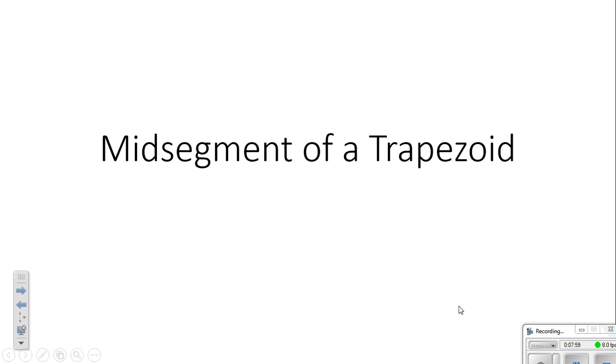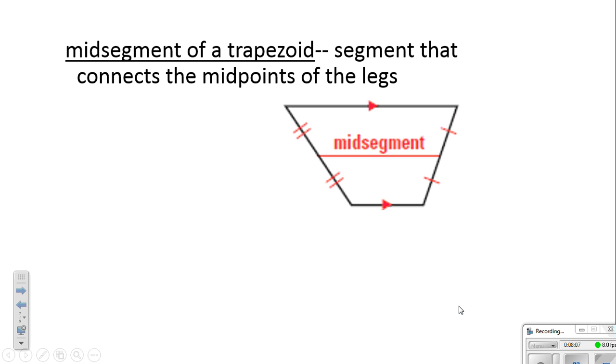So we're going to take a trapezoid and we're going to talk about its midsegment. When I talk about midsegment, what am I talking about? Well, the midsegment of a trapezoid is the segment that connects the midpoints of the legs. So if I look at the legs, I cut both legs in half, I bisect them, or I find their midpoint, and then I connect those midpoints, and now I have what's called a midsegment. So you want to make sure that you write this in your notes.